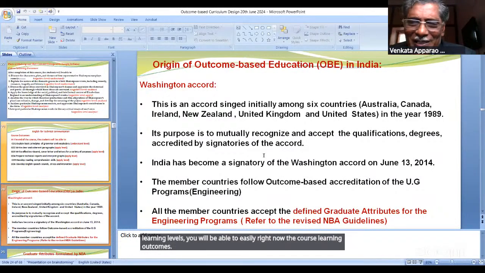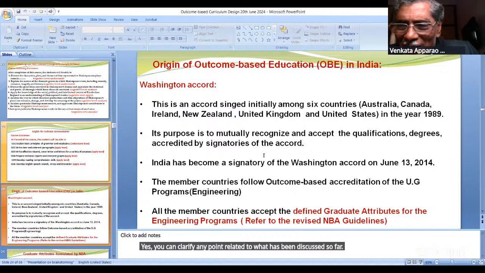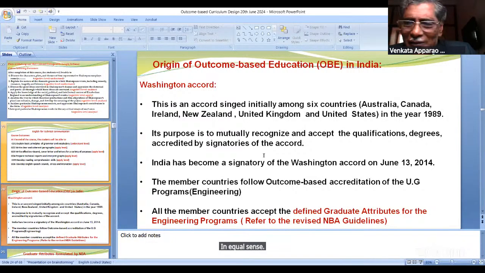If you have any questions up to this, please note them down in your notebook. There will be a question answer session at the end. I will answer that question. If you want to clarify now itself, yes, you can clarify any point related to what has been discussed so far. Any questions, please, so far? Shall I proceed then?